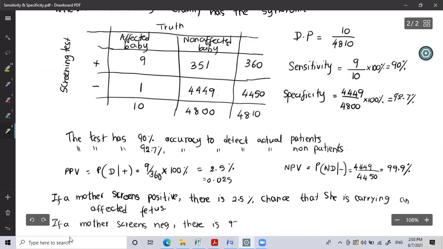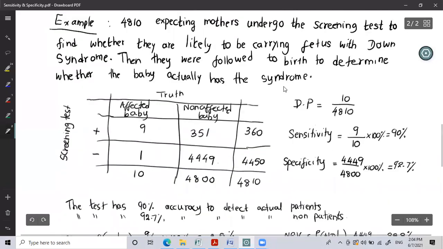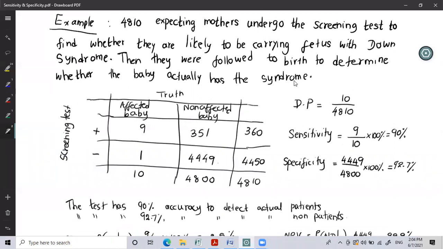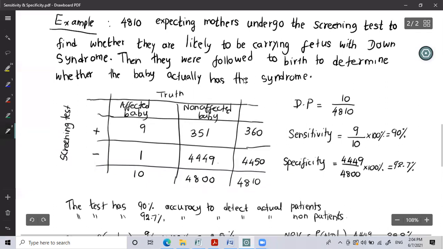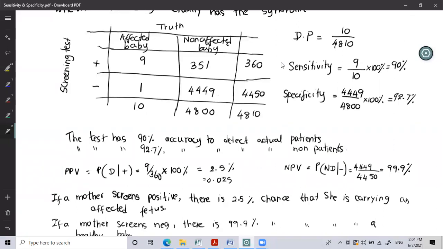There is a 99.9% chance that she's carrying a healthy baby. Okay, so for any test, you can do the sensitivity and specificity calculations using a proper sample, or for a population. Okay, so is this clear to all of you? This is prevalence, sensitivity, specificity, NPV and PPV. Any questions?